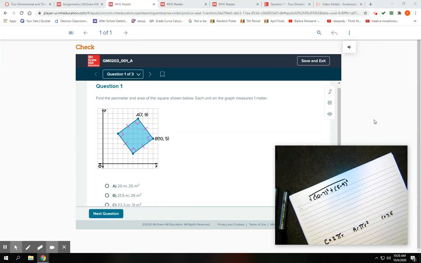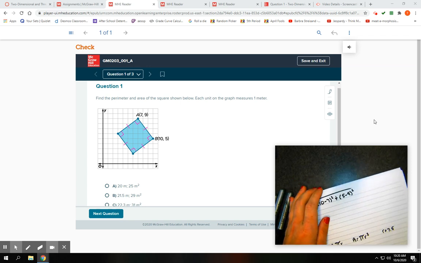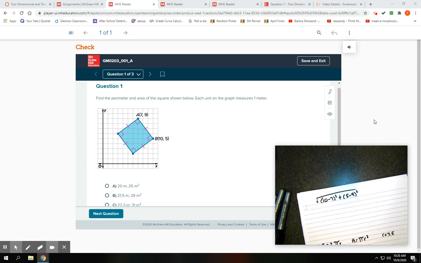Okay, so let's take a look at these problems here. The first one says find the perimeter and area of the square shown below. Each unit on the graph measures 1 meter, so we're working in meters. It is a square. We know it's a square because of the marks indicating that each of the sides is congruent and the right angle mark at each of the corners.